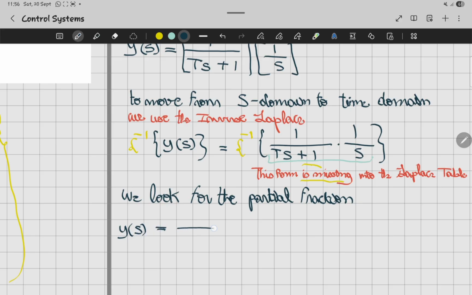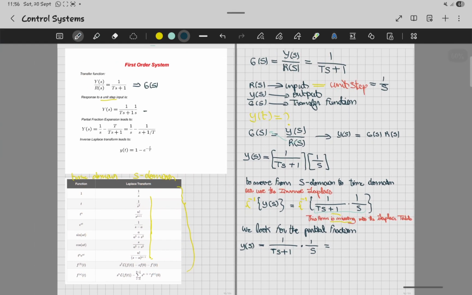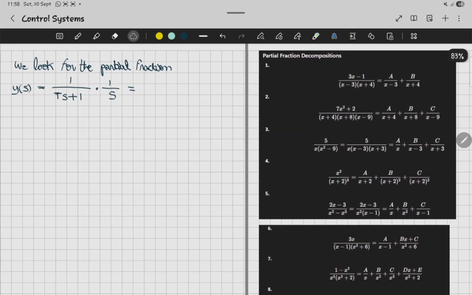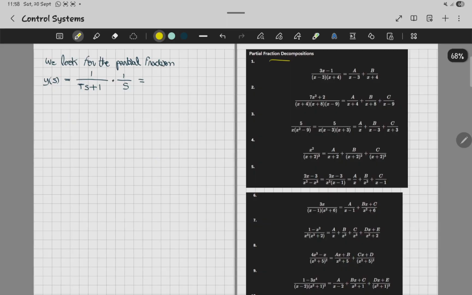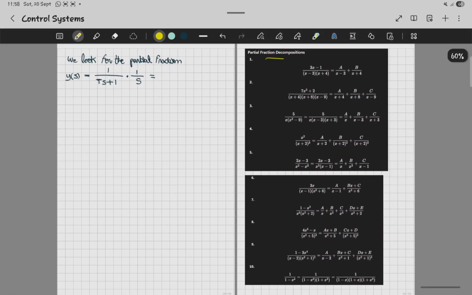So it's going to be 1 over Ts plus 1 times 1 over s. So what is the partial fraction that we're going to get out of this equation? There is a partial fraction table that we use. This is the partial fraction table that we're going to use to get the equation out of this fraction. So now we need to identify which form we have.